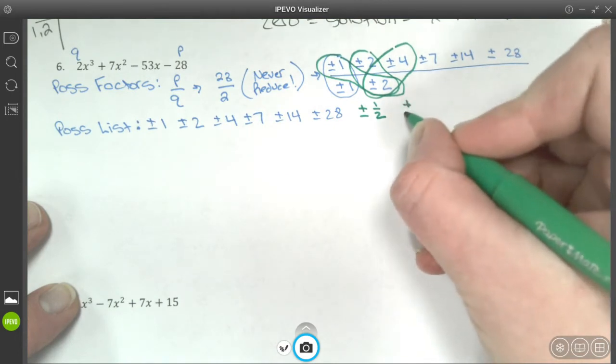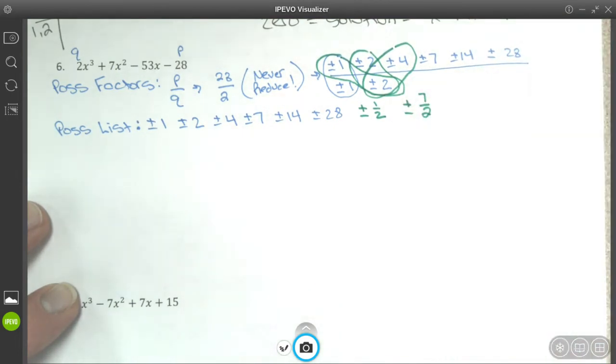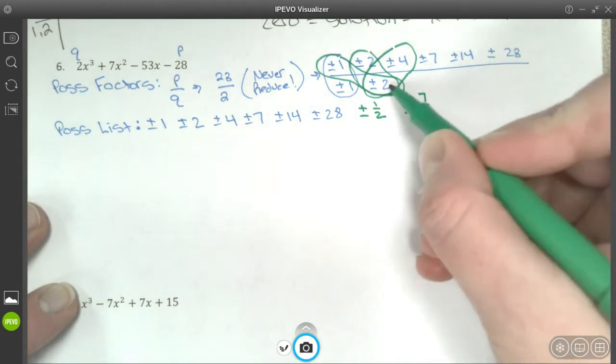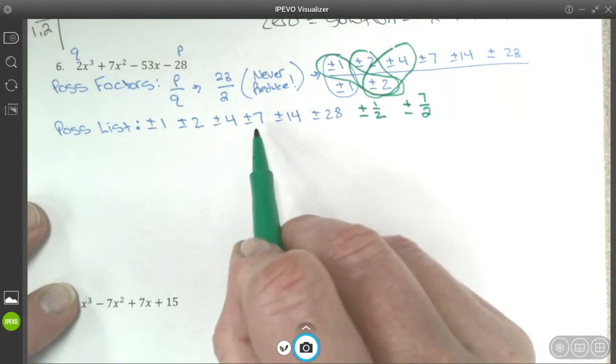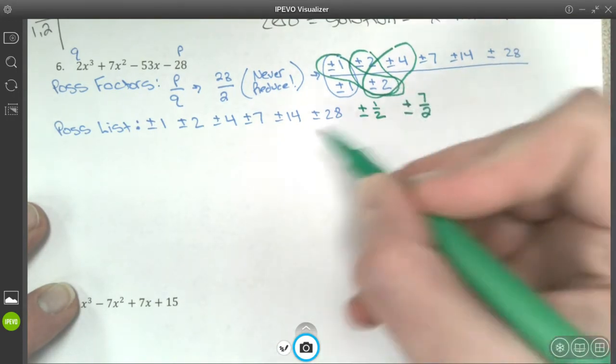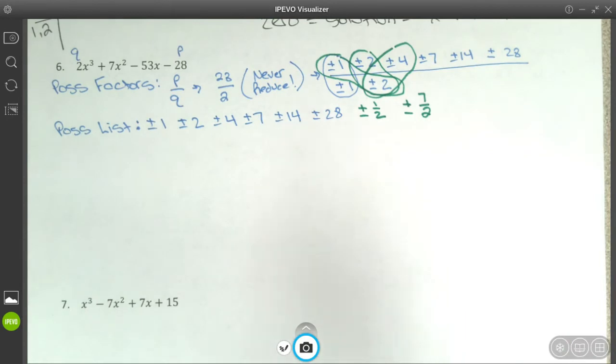7 divided by 2, that one's not here yet, so that's one of my choices. 14 divided by 2 is 7, that's already represented. And then 28 divided by 2 is 14, and that's already represented. So these are all my possible factors.